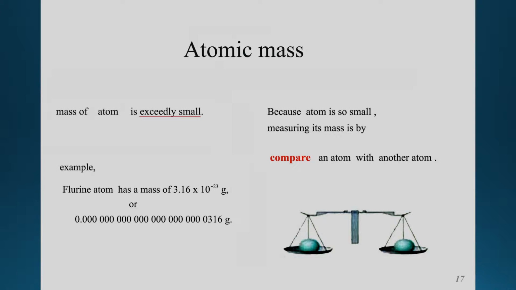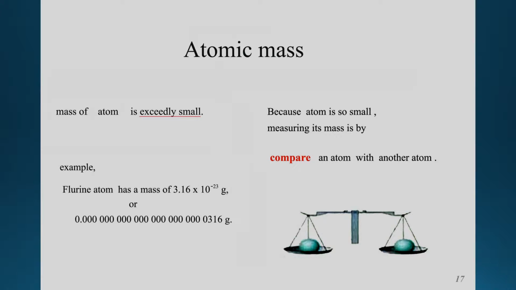For example, if we take a fluorine atom, the weight will be 0.16 times 10 to the power of minus 23, or you can represent it in the bottom figure. And these figures are too small to be able to measure. So we don't have the weight to measure that many decimal places. So scientists found another way of measurement.